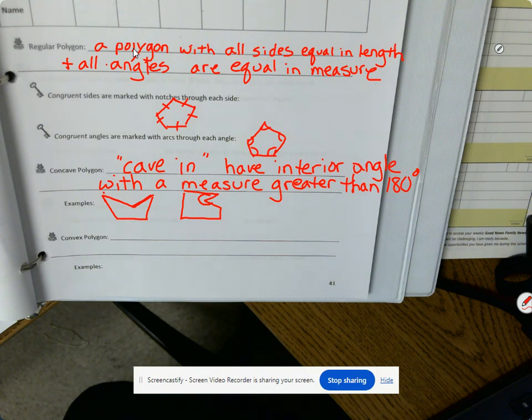Rowan, that second angle kind of looks like South Dakota. Oh my gosh, it does. Yeah. All right, one more.